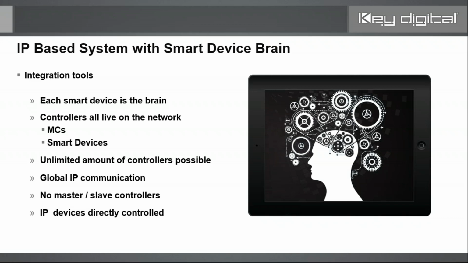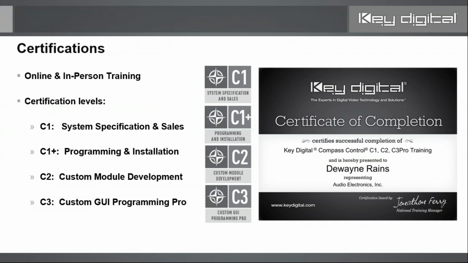You'll have global IP communication using static IP addresses on the job site, and there's never a master or slave controller. IP devices don't even utilize a port from the master controller, as the iOS device can control that device directly without utilizing any ports.